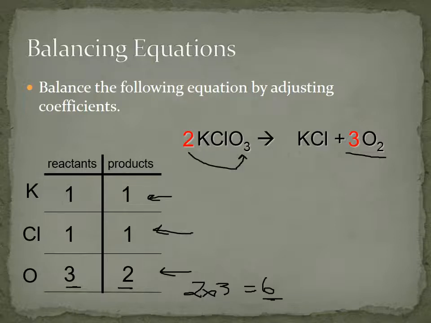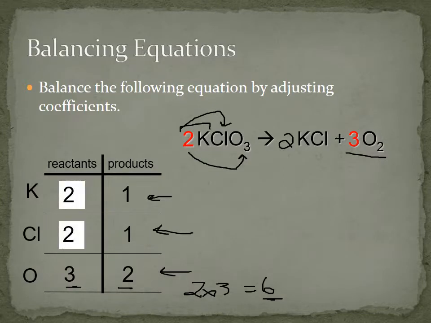putting a 2 in front here gives us 6 oxygens. Now, that does actually throw some of our balancing off that we already had done, because the potassiums were actually balanced. But if you look, now we actually have 2 potassiums. So we're going to have to put a 2 here. And that should probably also balance our chlorines out. And there we go.